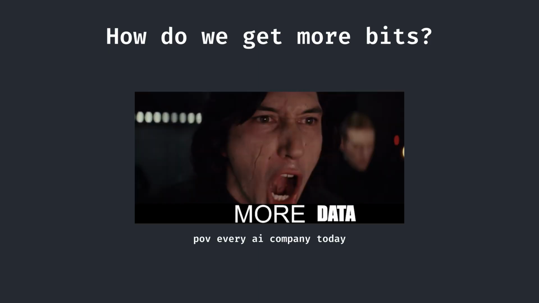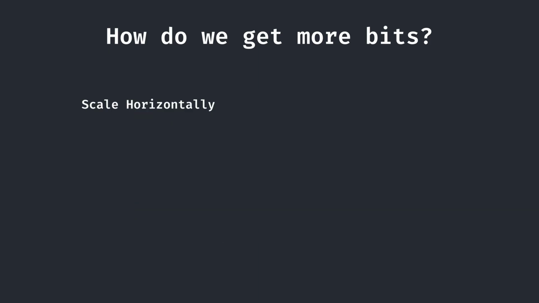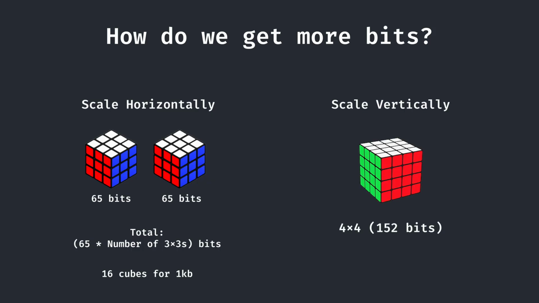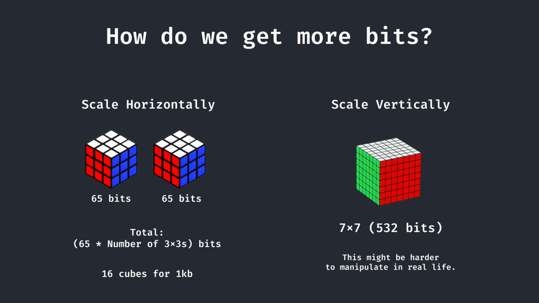If we want to store even more data, we have two choices. First, we can scale horizontally by adding more 3x3 Rubik's Cubes. With each additional Rubik's Cube, you get yet another 65 bits, which means to get to 1 kilobit, which is enough to store some interesting content, you only need about 16 cubes. The other choice is to scale vertically. We can increase the size of our cube to a 4x4 or even more. In fact, if we take a 7x7, we can store up to 532 bits. But as it turns out, it's probably much more efficient to use multiple 3x3s since they're easier to manipulate.